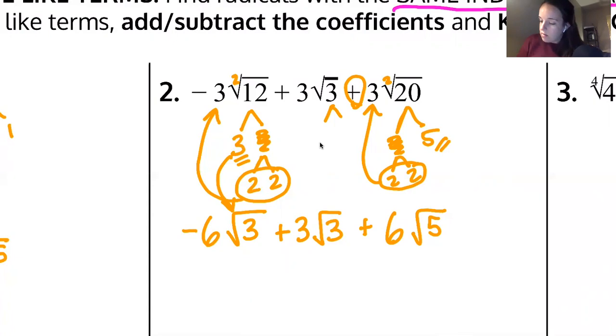So I'm going to look at the radicals. So I see square root of 3. Wow, that's hard to see. Square root of 3 and square root of 3. But this one's square root of 5. So that one I cannot add together.